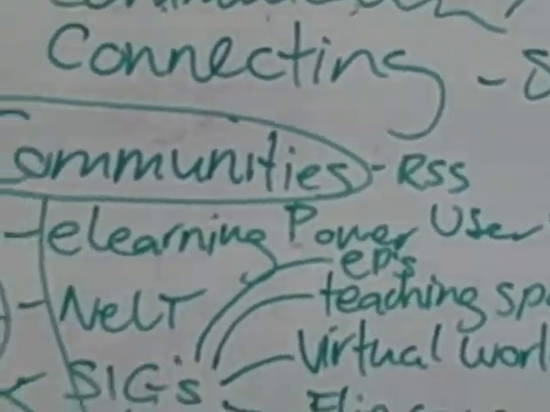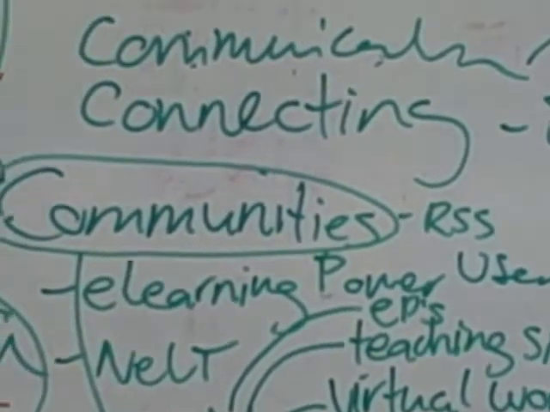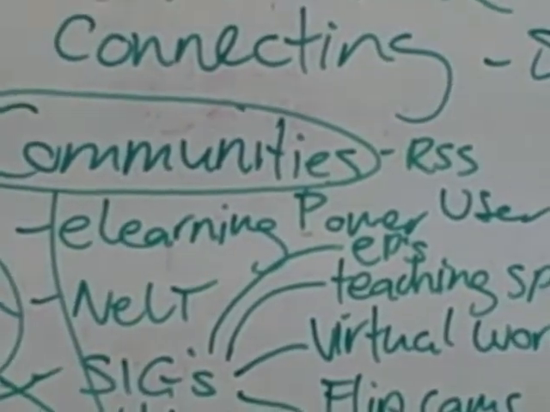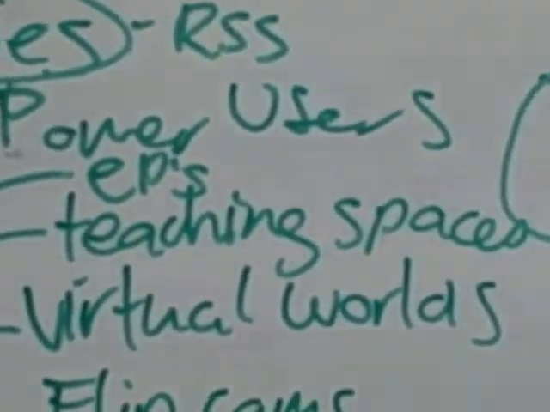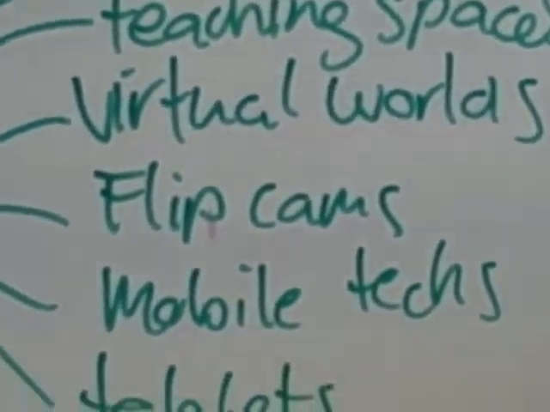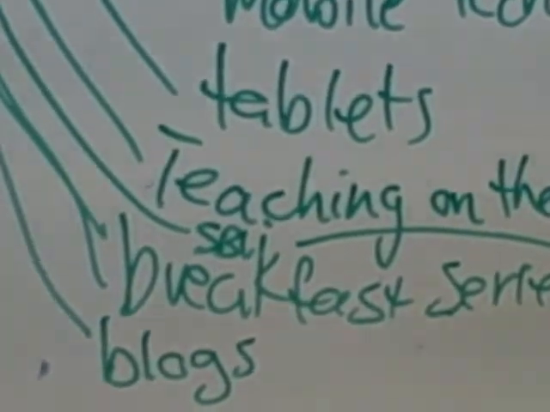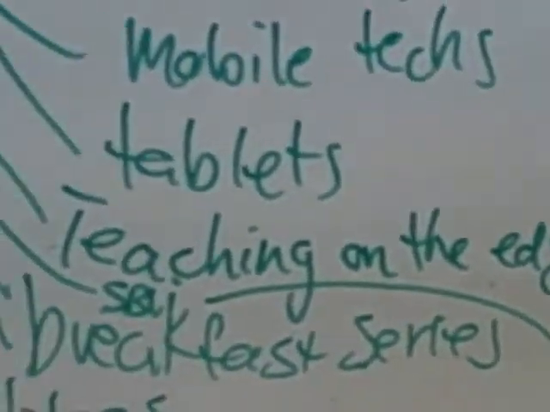Okay, so we've got our already established eLearning Power user network, which currently has about 68 members and should have a lot more by the end of this week. Our network for eLearning and teaching, which is our mentoring network. Special interest groups, for example, on things like e-portfolios, teaching spaces, virtual worlds, flip cams, mobile technologies, tablets, our Teaching on the Edge group, our breakfast series, and blogs that may be part of those communities that they might wish to set up. And we've got SBLI in there, which is linked to CEIT.